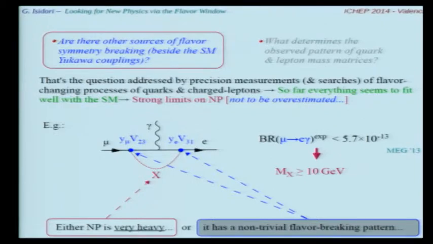So if you want, this is in a sense the weakness of flavor physics, that we cannot determine if maybe new physics is very heavy or maybe has a highly non-trivial flavor breaking pattern. But this also highlights the potential of flavor physics, that it really can explore scenarios with very small couplings or very large masses, which certainly cannot be explored by the high-PT experiments. So really, it's the complementarity of flavor physics that is very important.